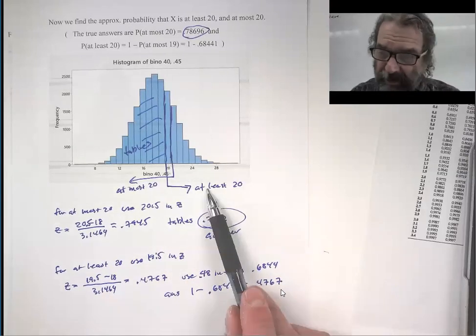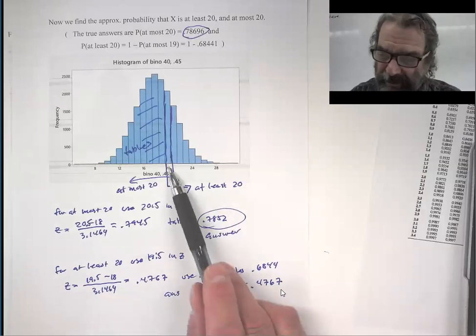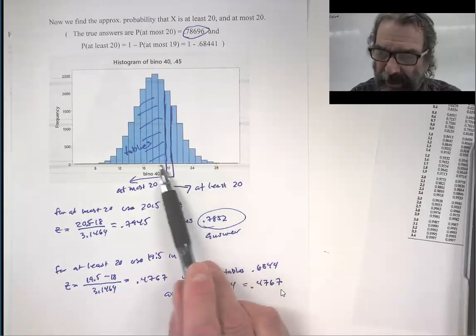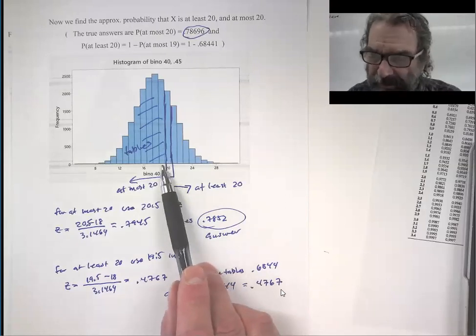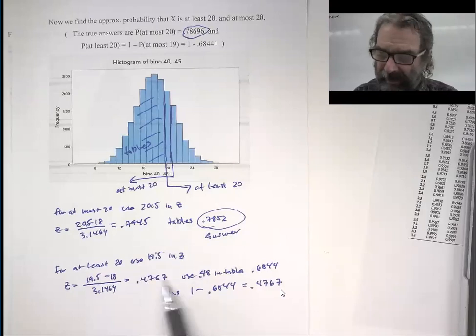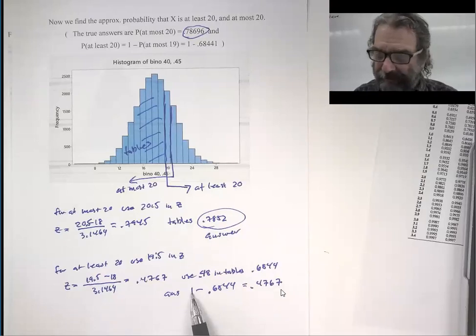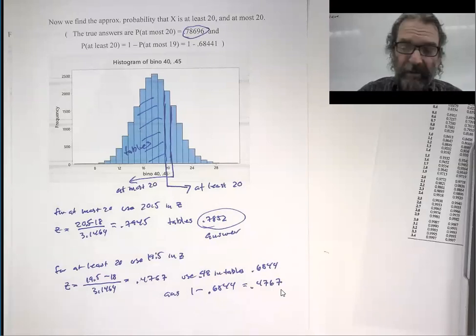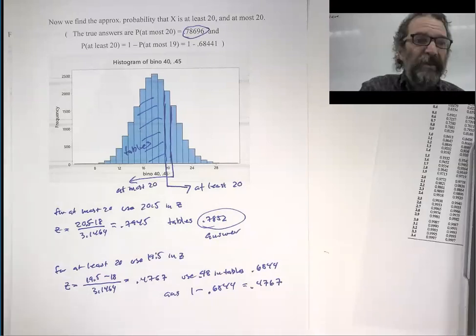If you want at least 20, then 20 is allowed or more. So we want to subtract out the stuff we can't use. That would be on this side, 19, 18, 17, so on. None of those are at least 20. And to cover those, I have to start at 19.5 and go left. So I put 19.5 into the z formula. I got 0.4767. I used 0.48 rounding. I went to the tables, but that's the wrong side. I want the right-hand side, not the left side. So the total area is 1 in probability terms. So I take 1 minus that 0.6844 and got 0.4767 as my answer. Okay, level 2 complete. I'm getting ready for the final calculation.